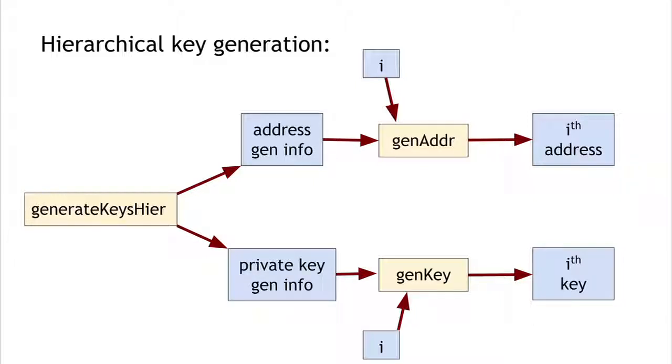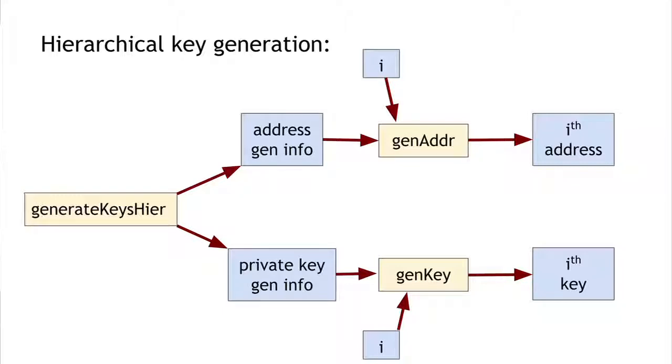Right. Now, what makes this useful is that it has two important properties. First, that the ith address and the ith key match up and correspond to each other, just as if they were generated the old-fashioned way. And what I mean by that is that a coin that's transferred to the ith address will be spendable and controllable by somebody who knows the ith key. So these behave just like a regular address and a regular key.